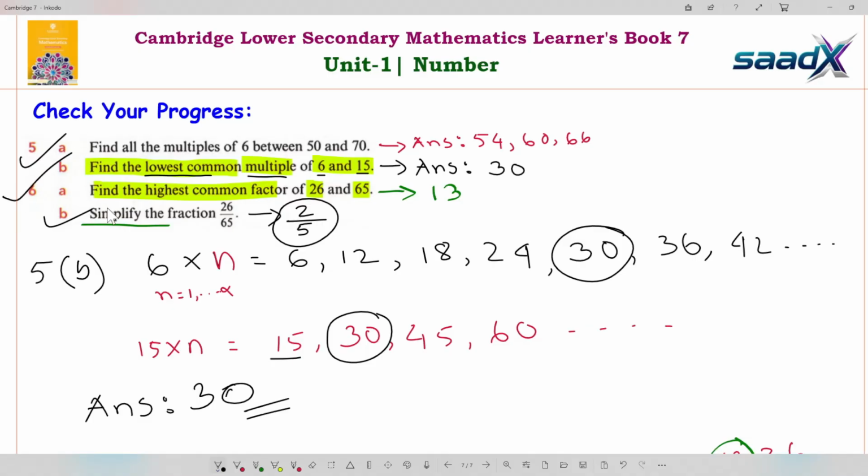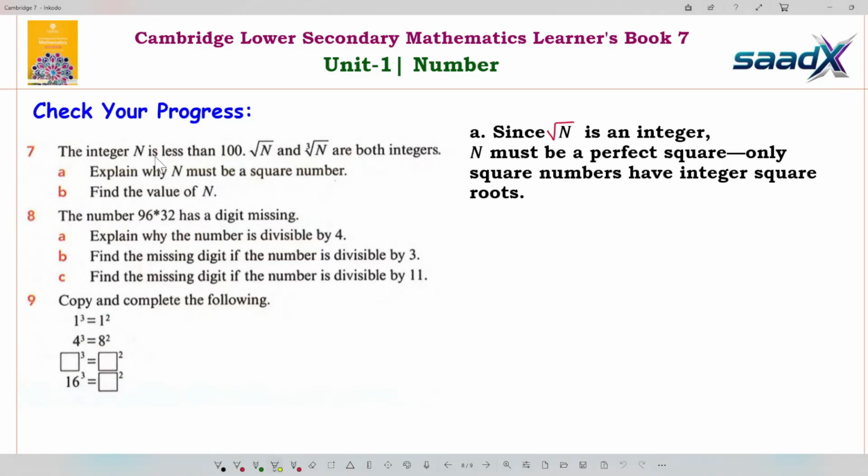Okay, so number 5 and 6 done. Number 7. The integer n is less than 100. Root n and cubic root n are both integers. So first we have to understand what is an integer. An integer is a number which is not a fraction or any decimal, and it should be like 1, 2, 3, like this. Now root n and cubic root n are both integers.